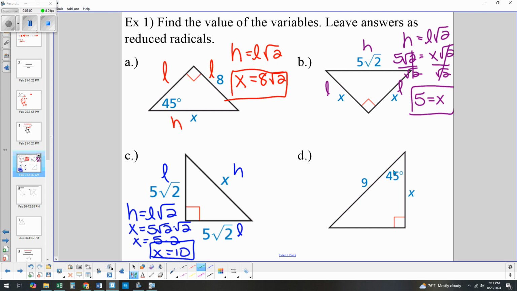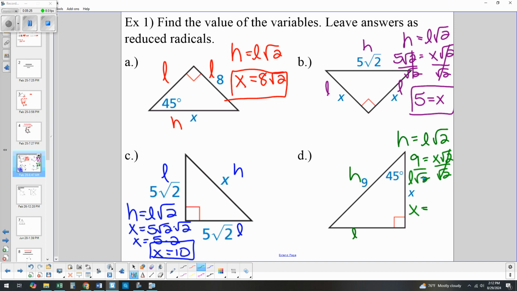For this last one, I see the 45 degrees, so this is a 45, 45, 90. So we're going to set up h equals L root 2. So 9 is going to go in for h, and x is going to go in for L. X is not alone. We're going to divide both sides by the square root of 2. They canceled here, but they don't cancel here. So this is where we're going to have to do our little sneaky business.